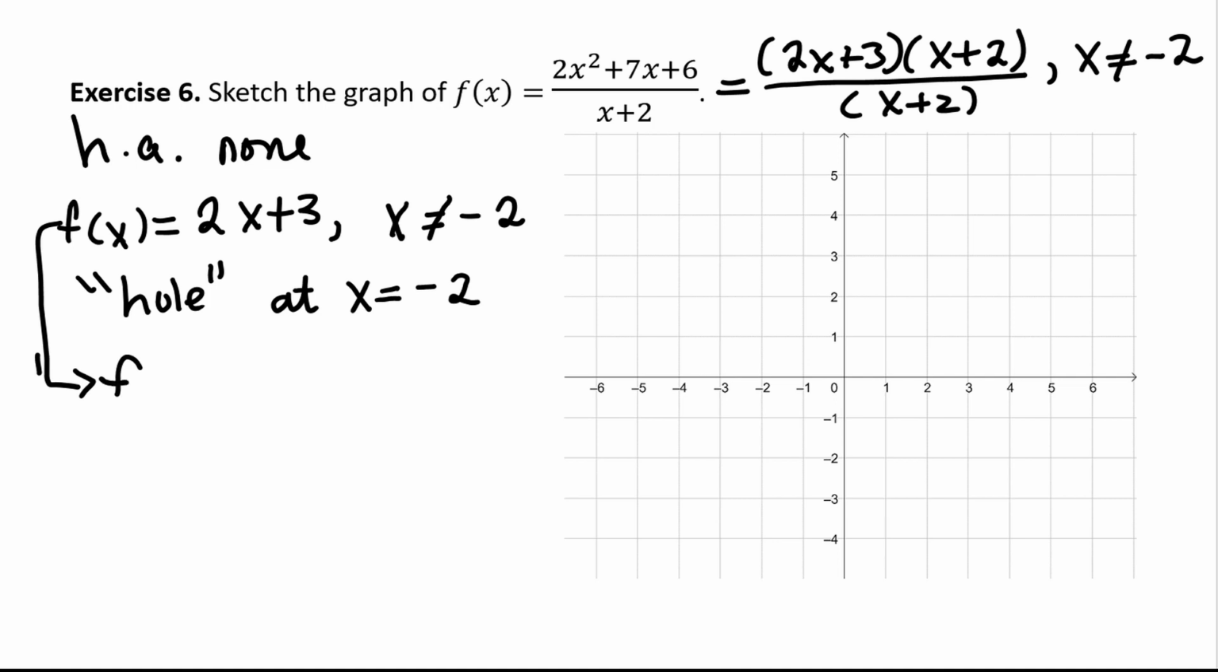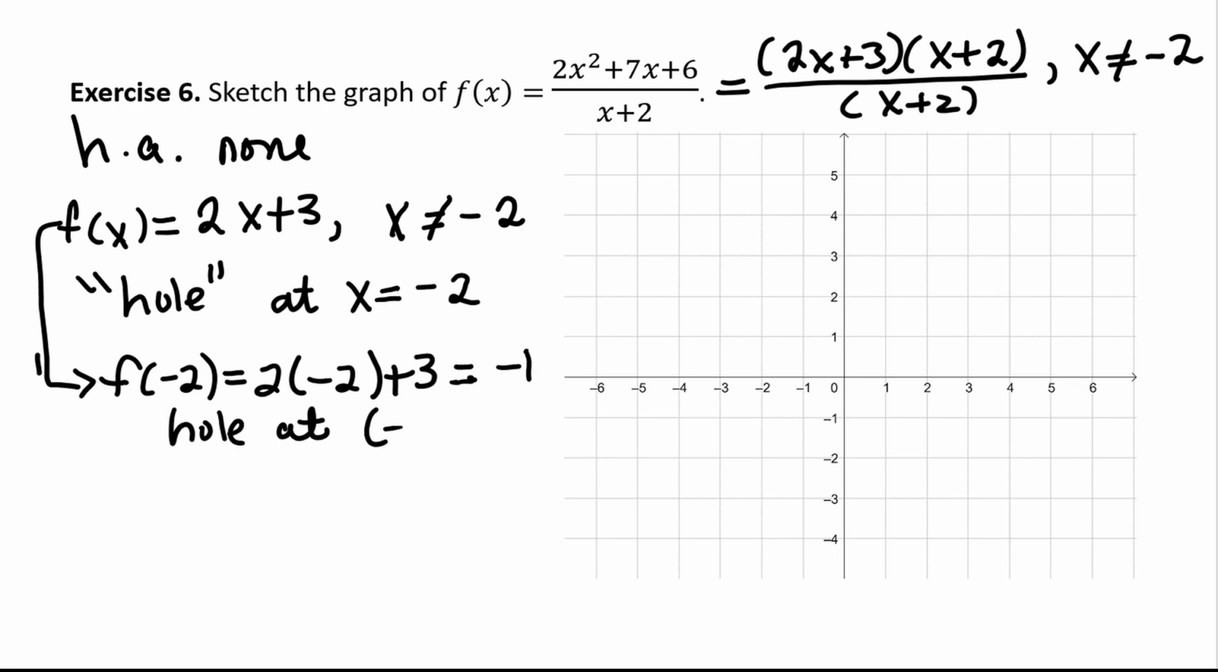So we'll do f of negative 2 is equal to 2 times negative 2 plus 3. Negative 2 times 2 is negative 4. Negative 4 plus 3 is just negative 1. So we actually have a hole at the point negative 2, negative 1. Let's mark that negative 2, negative 1.